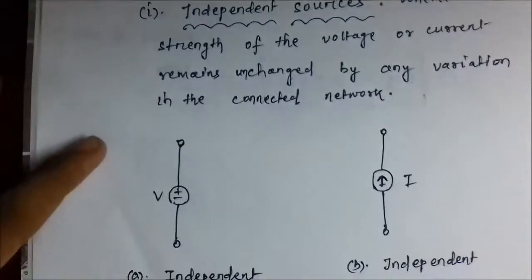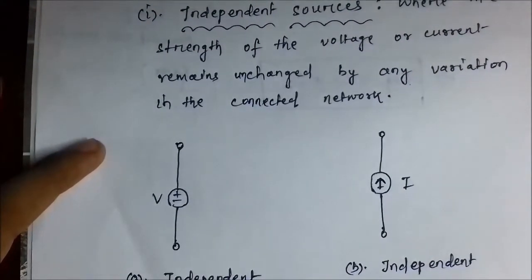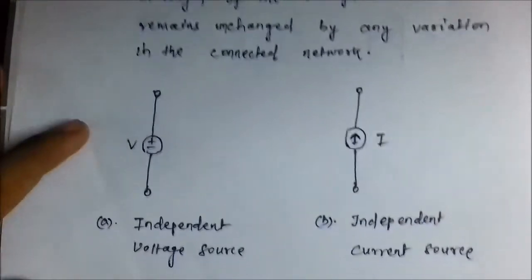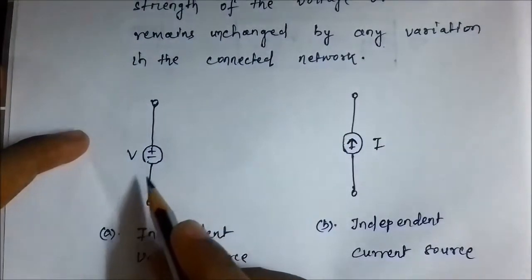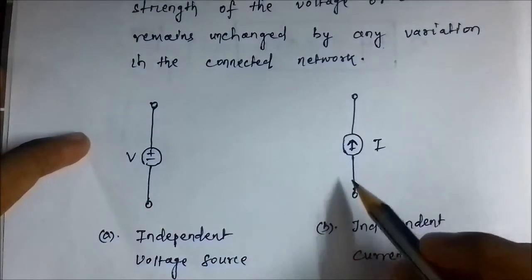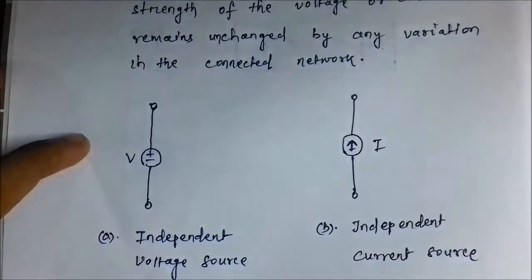Now this is the symbol where the independent voltage and current sources are represented. This is the voltage source and this is the current source. The voltage source has a positive and negative polarity inside a circle. This is an arrowhead which gives the direction of flow of current inside a circle.